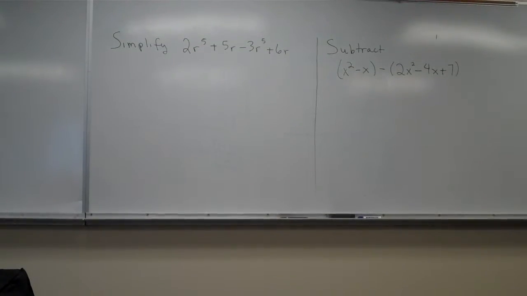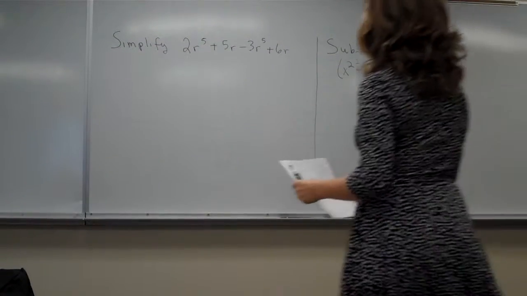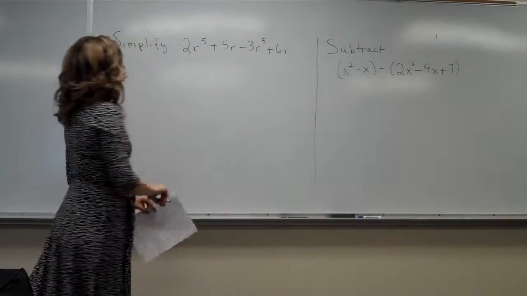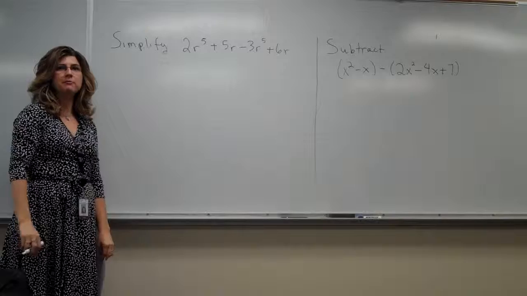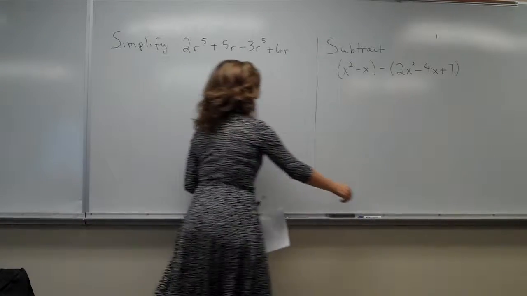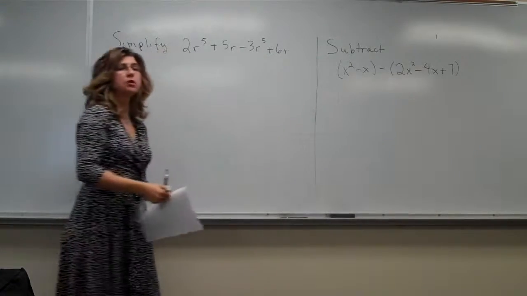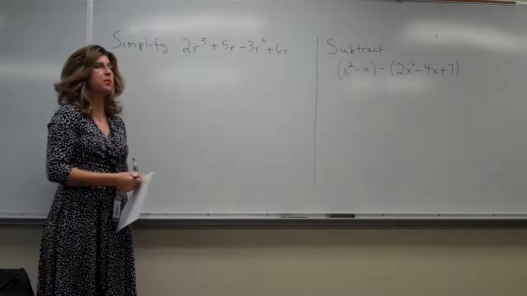Class, today we're going to talk about chapter 11, and we're going to learn to simplify some polynomials. So suppose we'd like to simplify here. We can only combine polynomials that are like terms. If polynomials are not like terms, we cannot combine those particular parts.